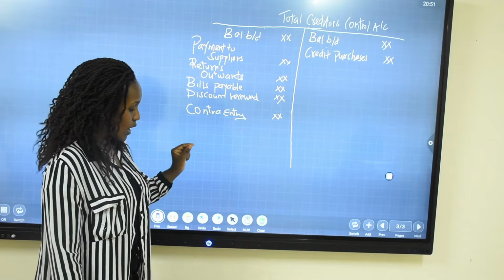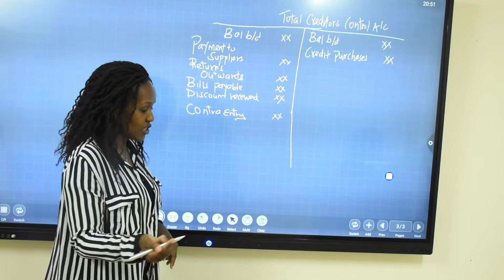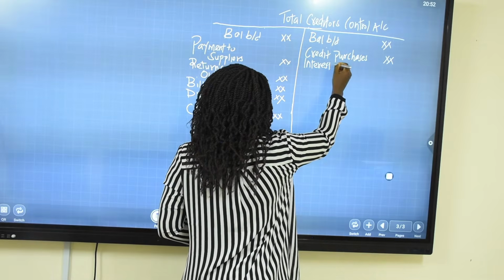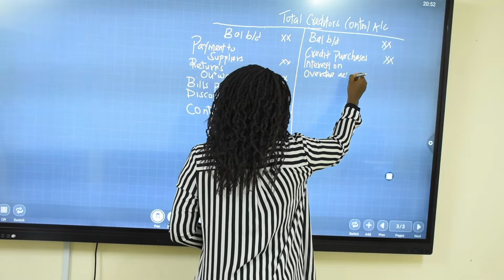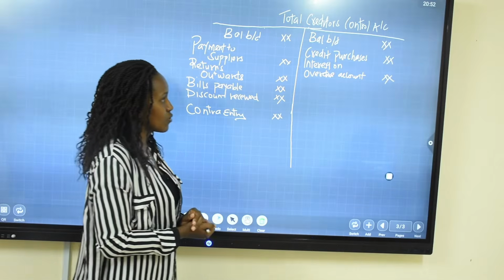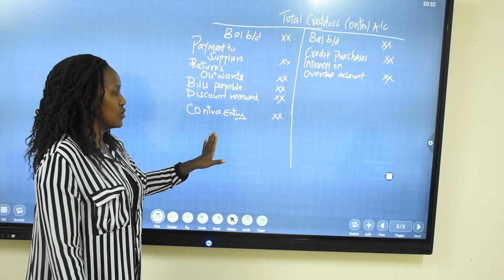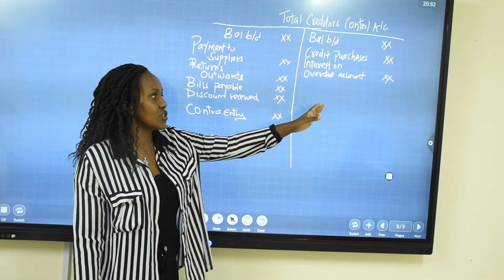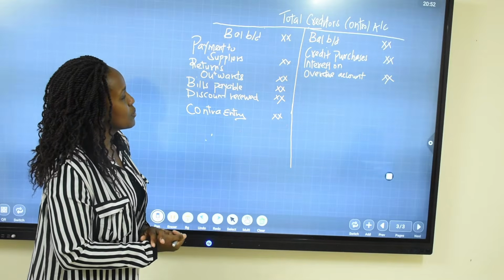Out of this obligation that is owing, if it is not paid in time, we may also be charged some interest. So we are going to add here interest on overdue account. Any interest on the overdue account is going to be charged there. So anything that reduces the amount or the obligation, we are going to debit. Anything that increases the obligation, we are going to credit.